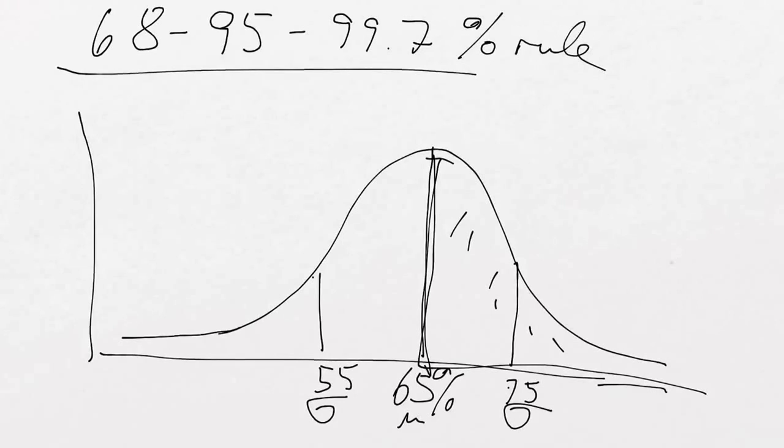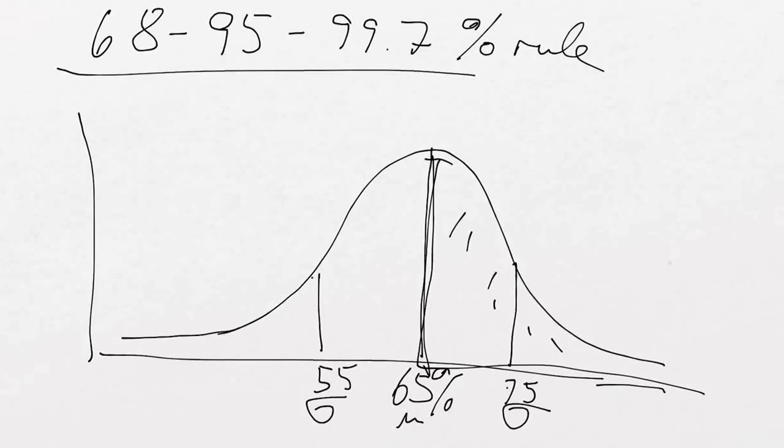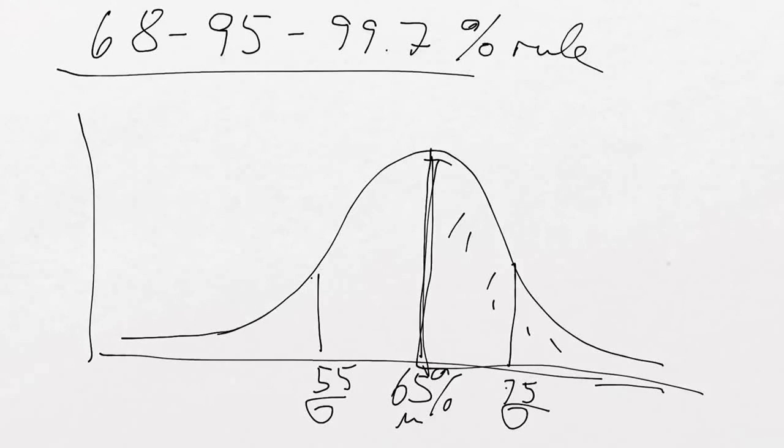How many students have a score lower than 75%? How many students have a score lower than 75%? 84%. You think 84%. How do you get to 84%?